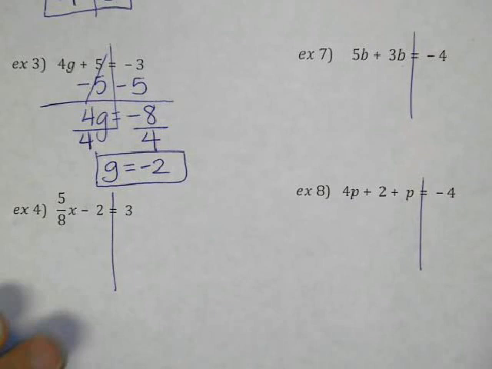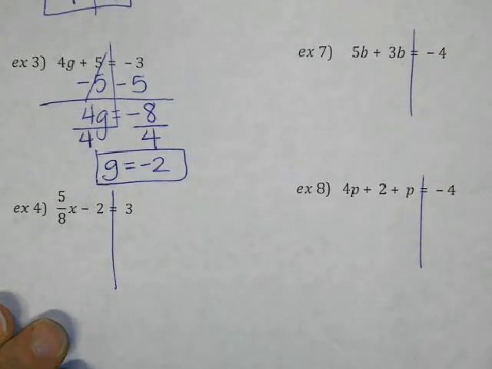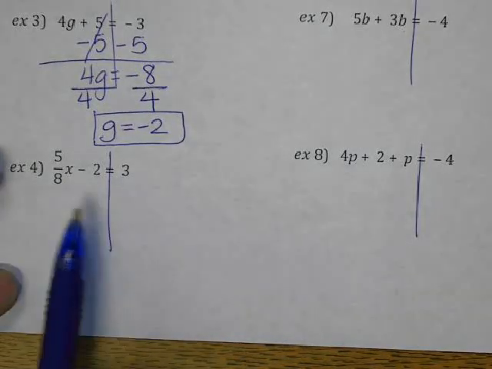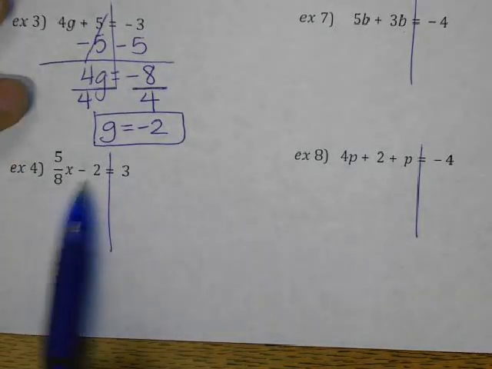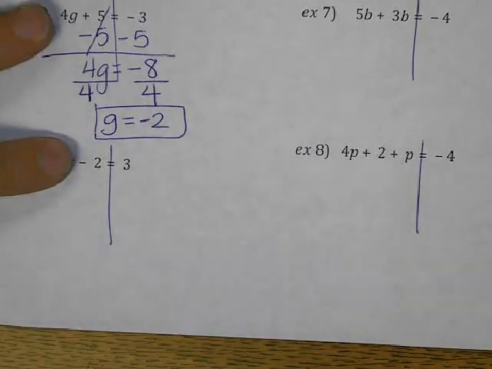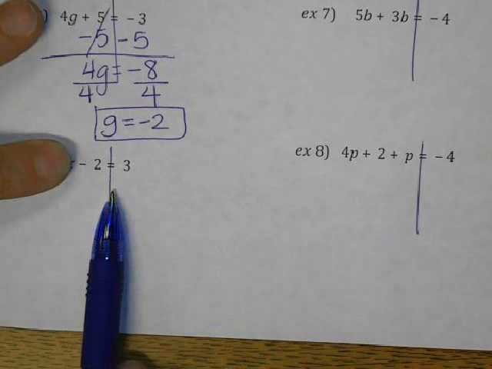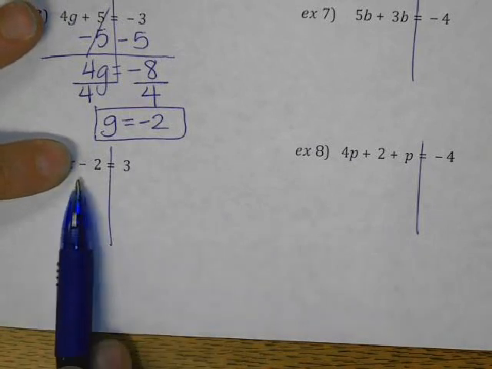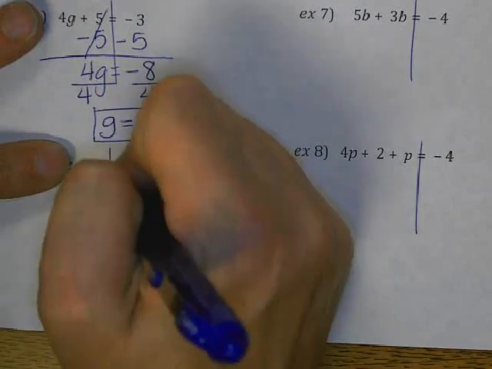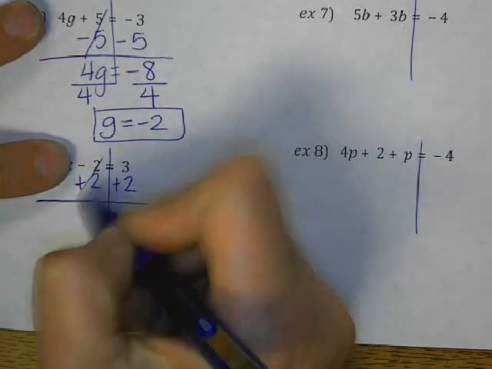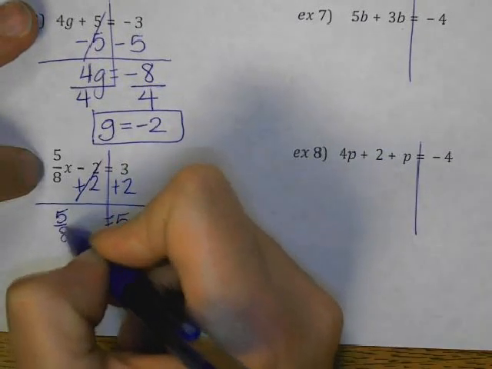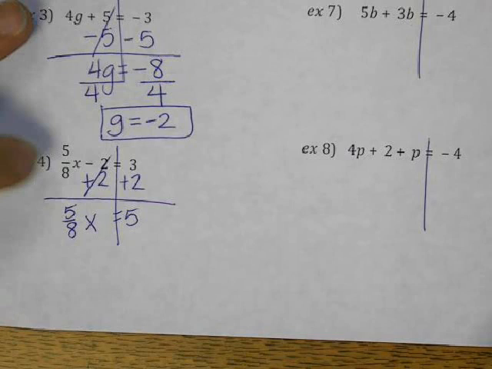Alright, example 4. This one's a little bit trickier. What is the first step to solving this problem? Well, make sure that I've got only x's on one side and everything is simplified, which it is. So I'm going to cover up the x part. So it's still the same first step. I'm still going to get rid of the number that's added or subtracted to the problem. So I'm going to add 2 to both sides. And so that cancels out, and I get 5 on this side. And on this side, I have 5 over 8x.